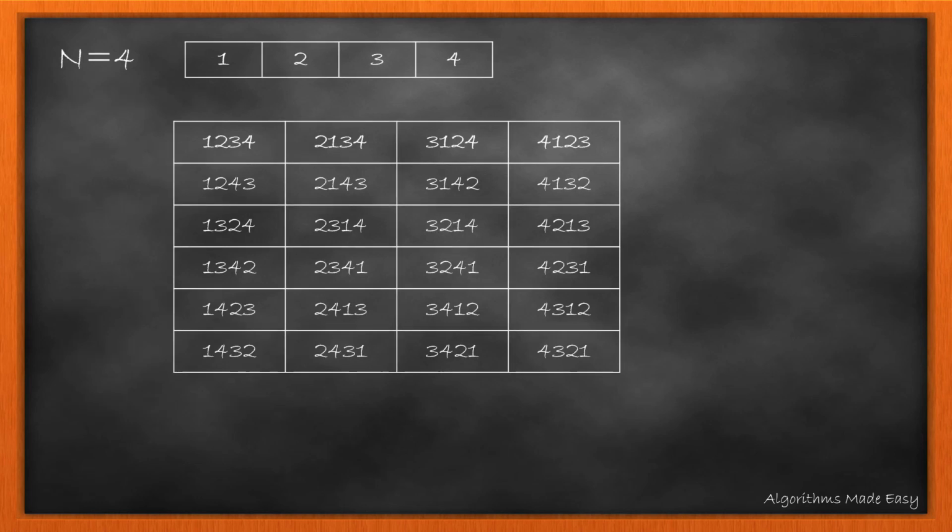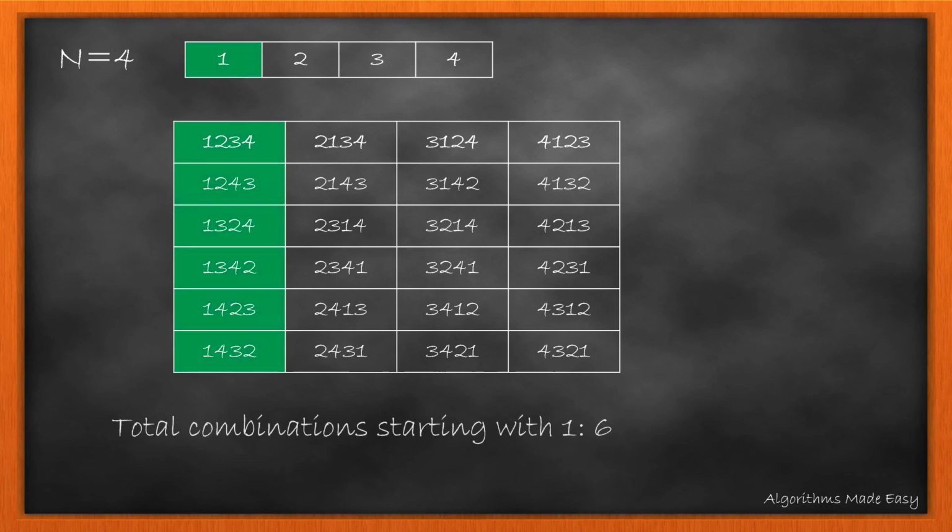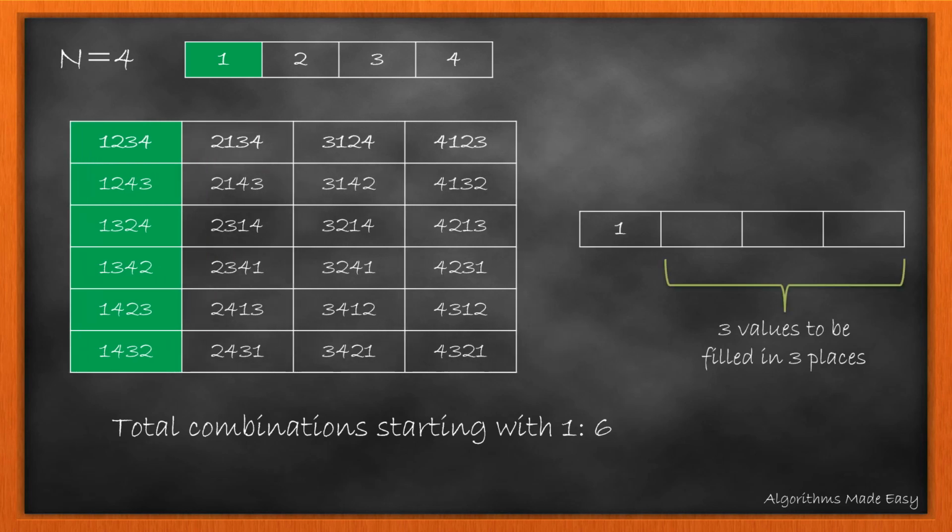Let's try and find a pattern in the permutations, which will eventually help us in finding the kth permutation without calculating all the permutations. Suppose n is 4, then there are 24 permutations. If we just focus on permutations starting with 1, we can see that there are 6 of them. This also means that if out of 4 numbers we have the first number fixed, then there remain 3 values to be filled in 3 places.